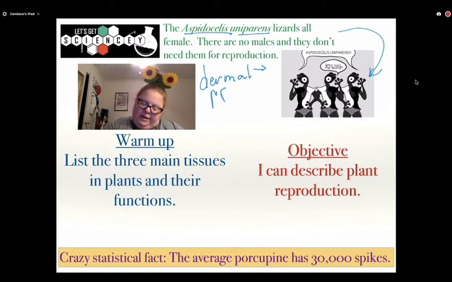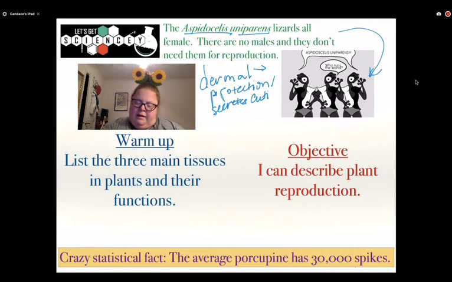So it functions in protection because it secretes that cuticle, and also just as a physical barrier, just like our skin is. And then the next one, like I said, kind of working from the outside in.